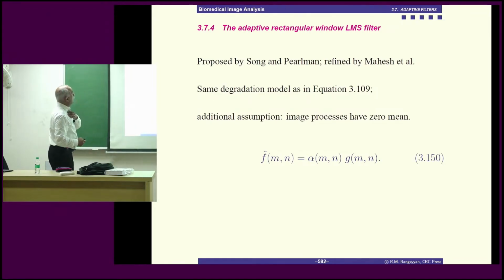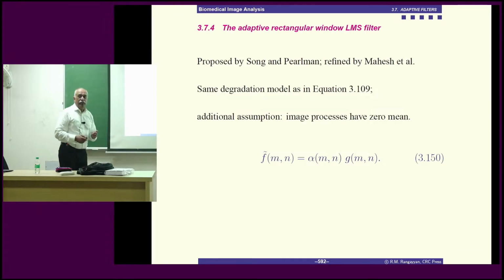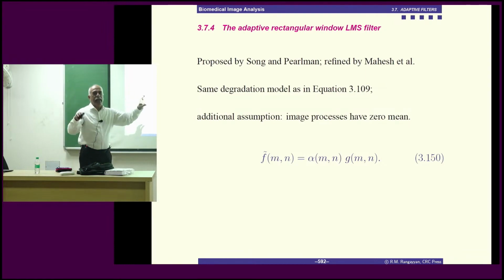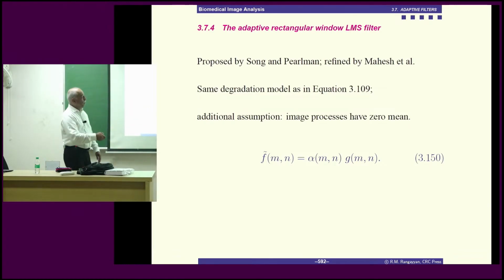So this was proposed by Song and Perlman, and then there are other references from their group. It is assumed that the image processes have zero mean, which is not true, so you subtract the mean. Given an image, take the mean and subtract it, store it because you want to add it later. Otherwise you will have negative values and edges only, and you don't want that. So F tilde mn is some weight alpha mn times gmn. Previously we had A, G plus B. The plus B is removed now.